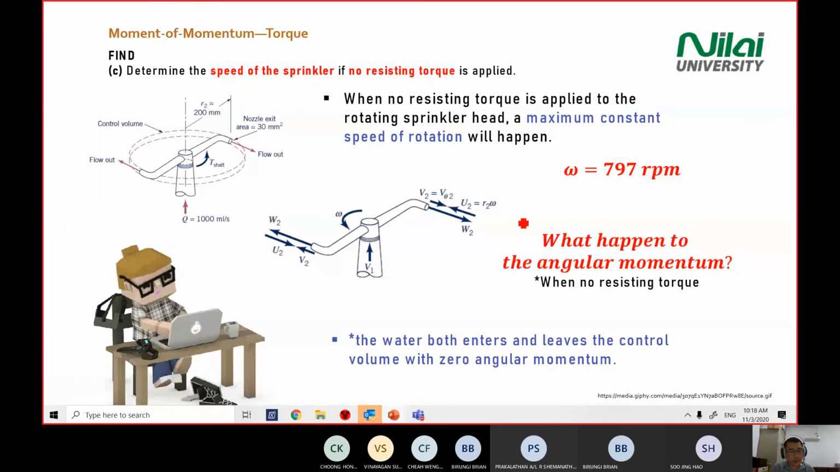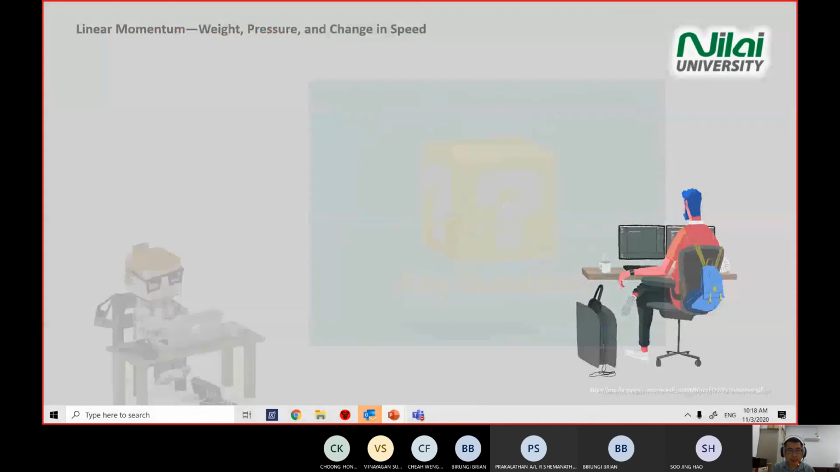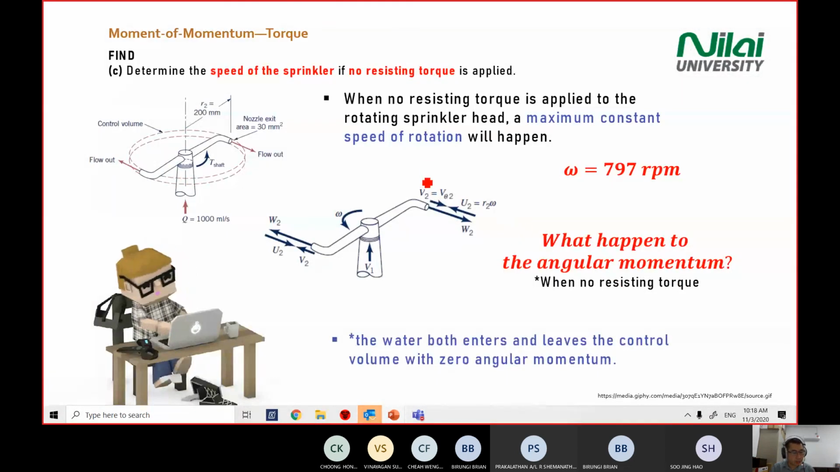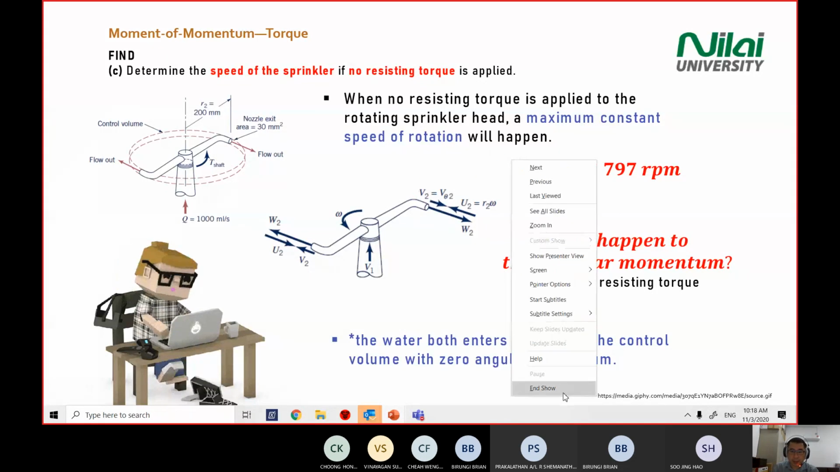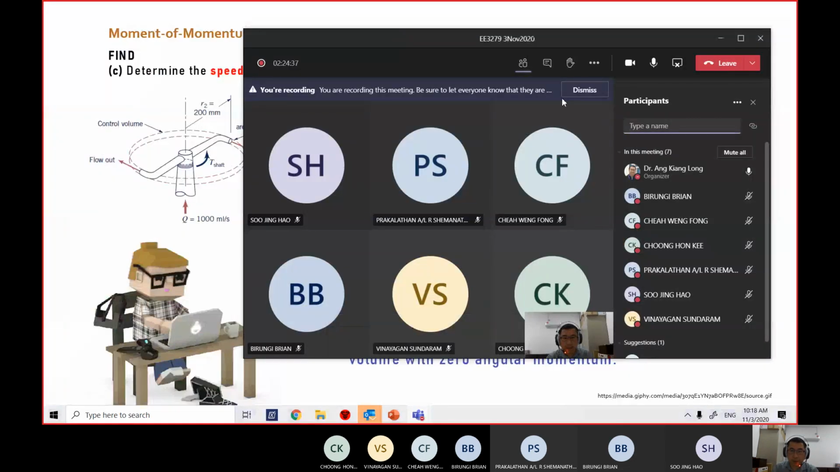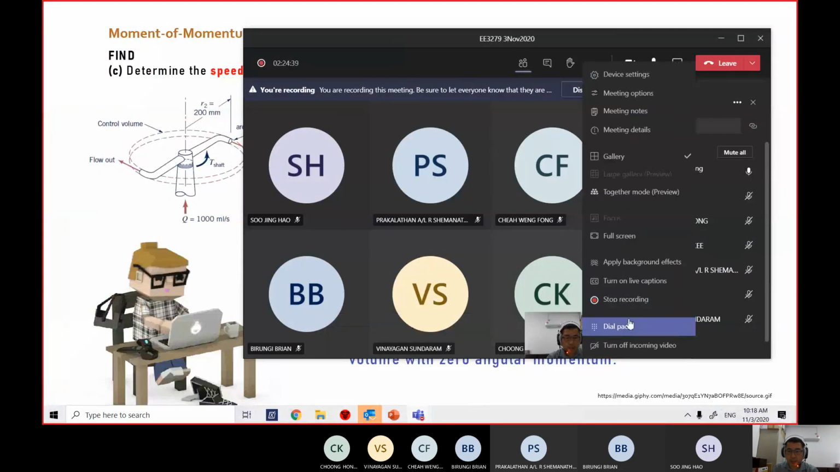Okay, we start to move into the third section, which is we start to look at the first law of thermodynamics. We have covered the moment of torque, this one. Okay, let me stop this recording before we move to the next one.